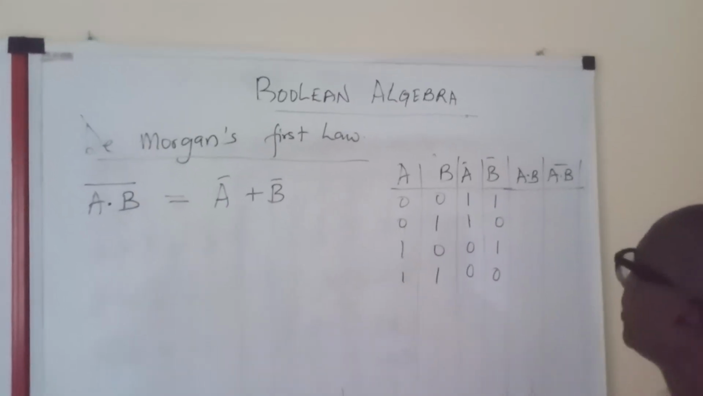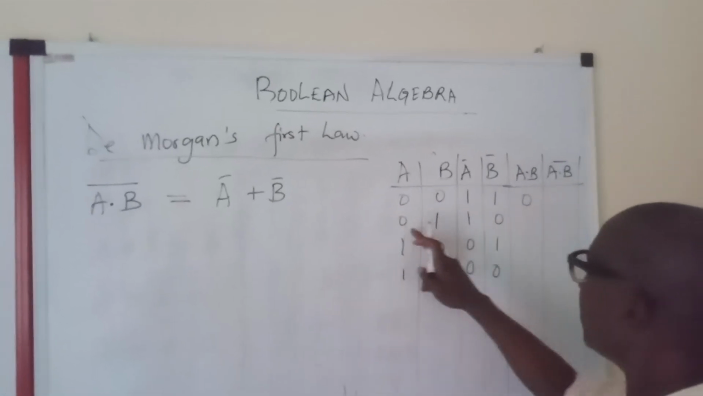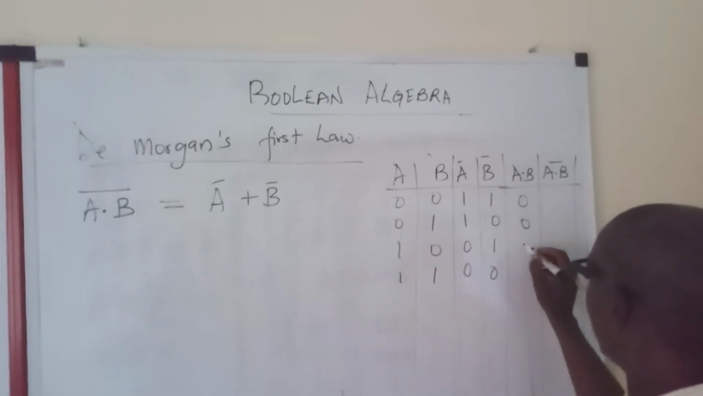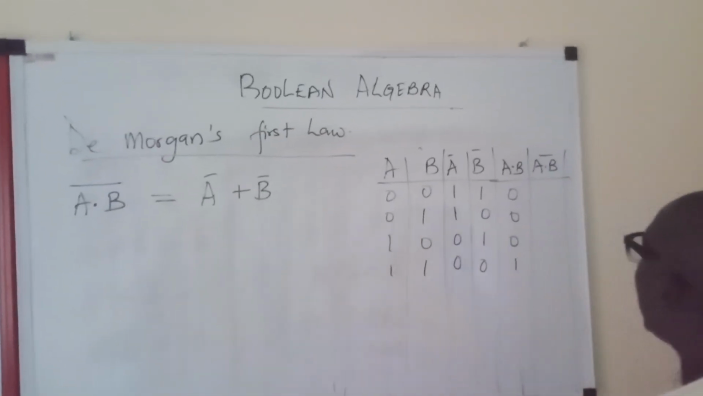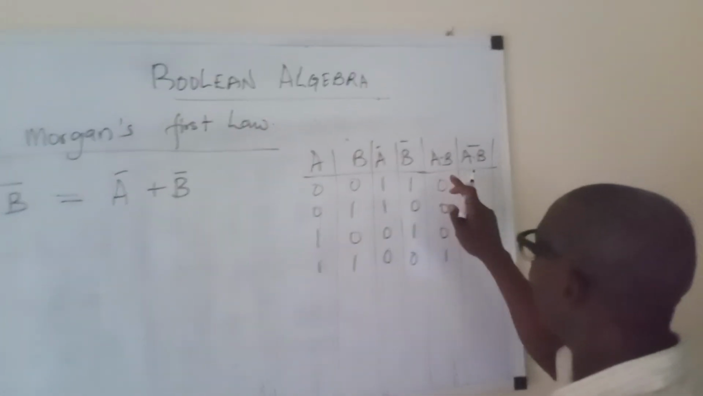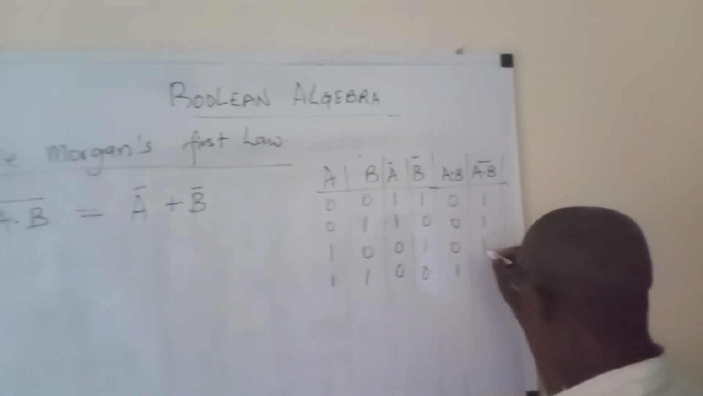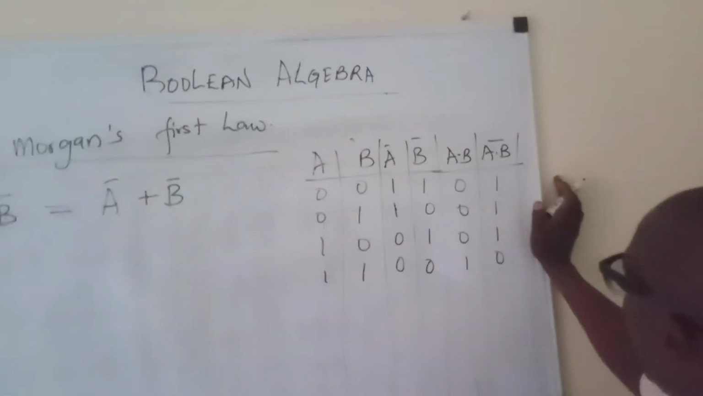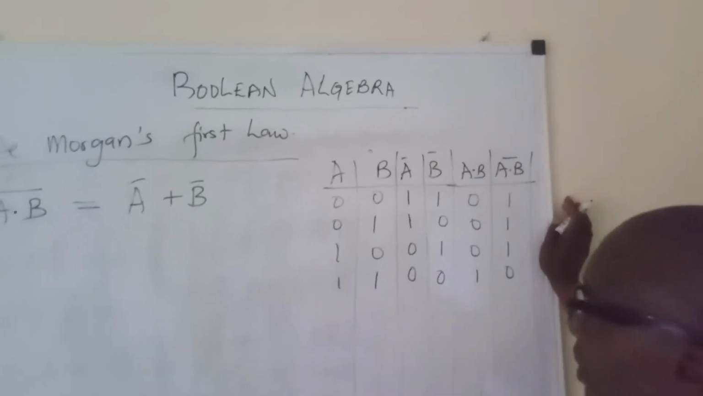A dot B, A and B will be 0, 0, 0, and then 1 when both are 1. Now (A dot B) bar, which is the negation of A dot B, will now be 1, 1, 1, 0. That is (A dot B) bar. That is the left-hand side of the equation. Now let us try the right-hand side of the equation.